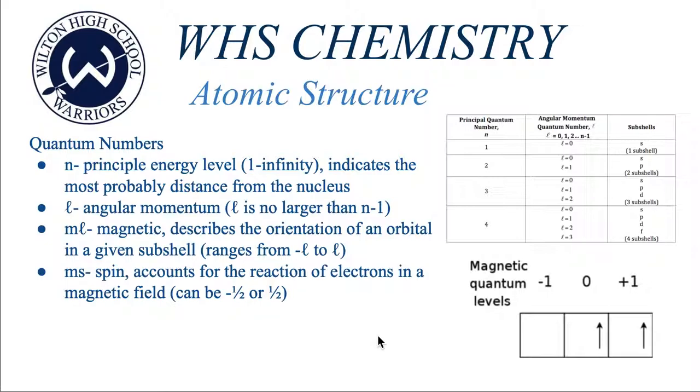And then m sub L is the magnetic quantum number, and it describes the orientation of an orbital in a given subshell, and it ranges from negative L to L. As you can see, if we had this electron orbital diagram here, this would probably be for a P subshell. So this first block would be -1, then 0, then +1, and it just goes like that. There's always 0 in the middle. And then m sub S is spin, and that accounts for the reaction of the electrons in a magnetic field. m sub S can be -1/2 or +1/2.